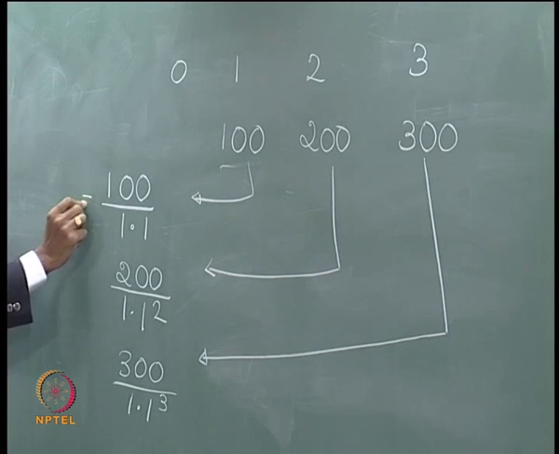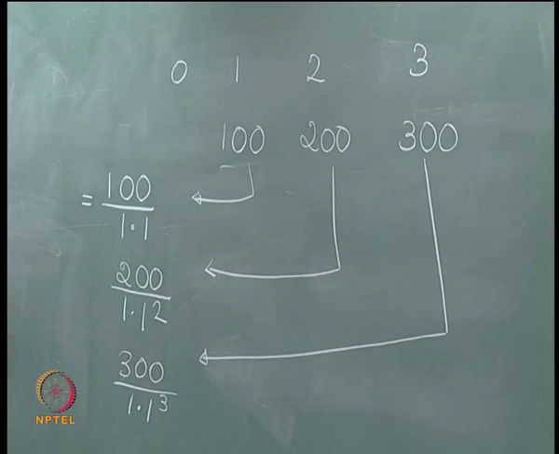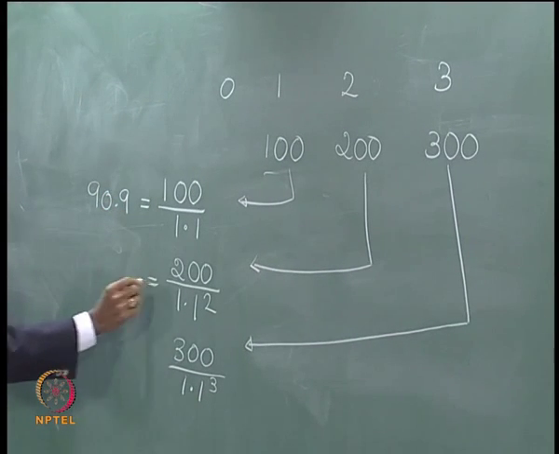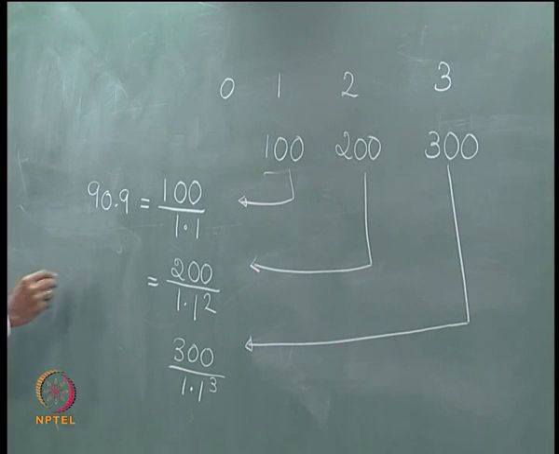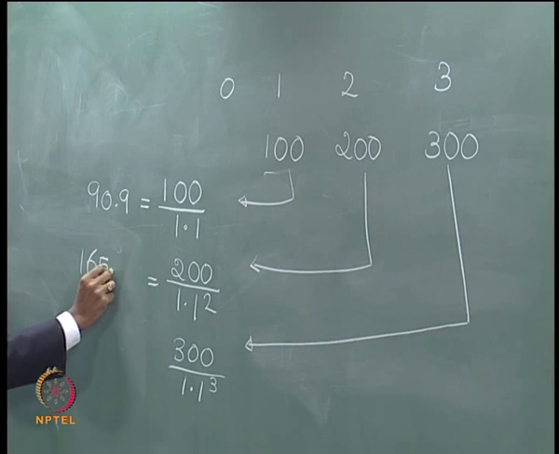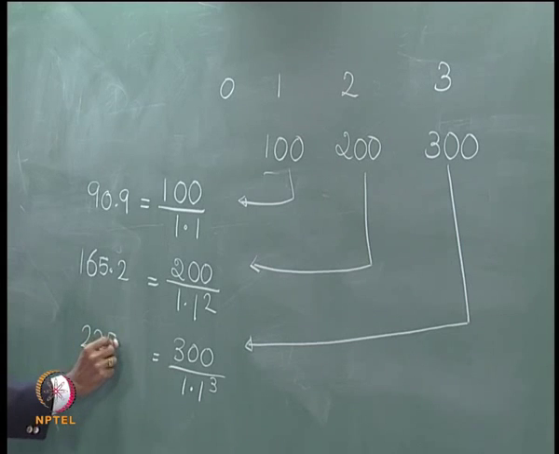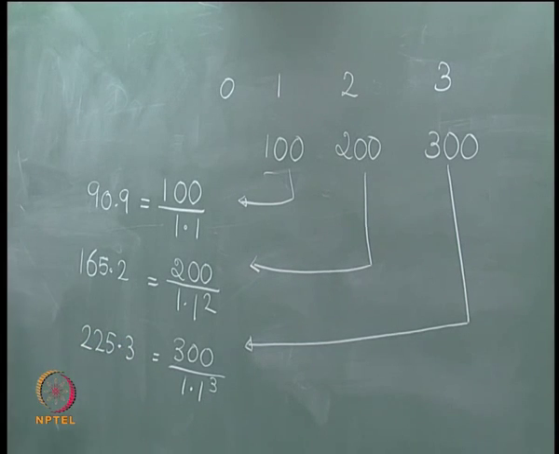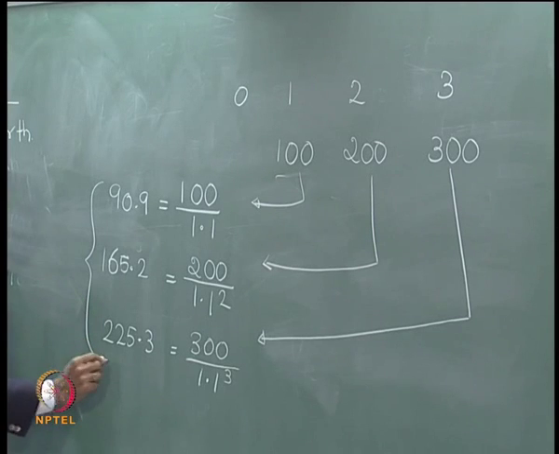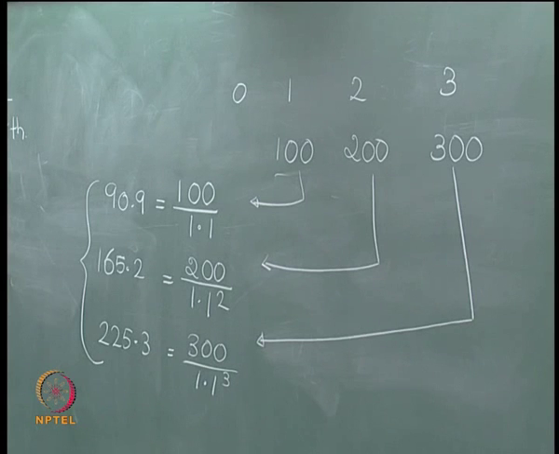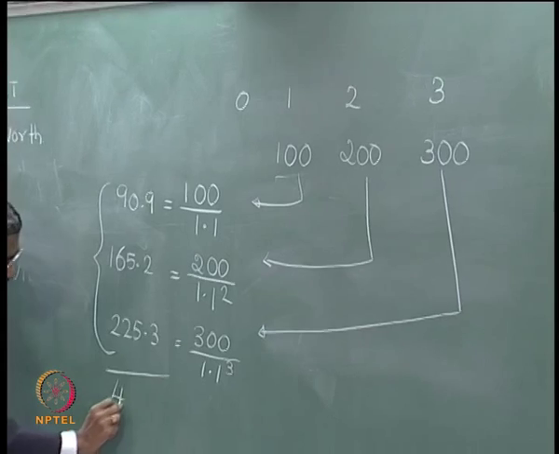So now we can calculate the values of each of those. So this is nothing but 90.9, and 200 divided by 1.1 squared is nothing but 165.2, and 300 divided by 1.1 raised to the power of 3 is nothing but 225. So now all of them can be summed up because they are all in present value terms, and therefore when you actually sum it up, the total value of all these benefits turns out to be 481.4.